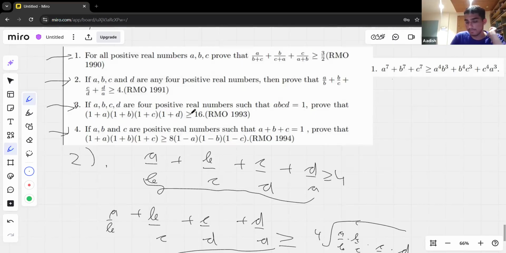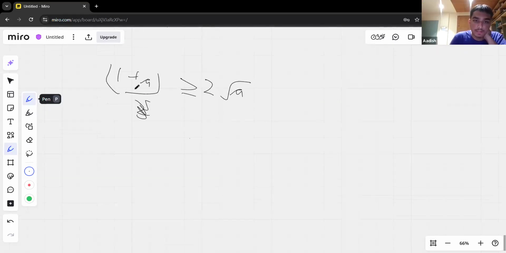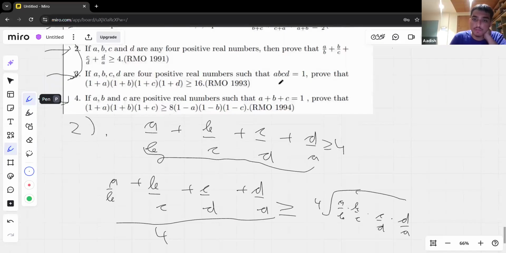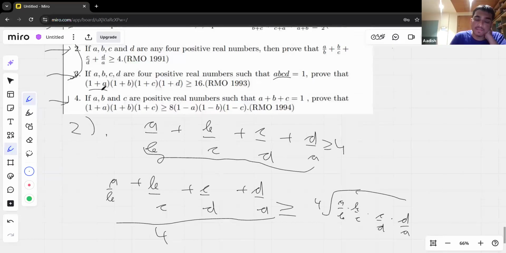Is everyone clear with 3 also? Can you repeat P3? For P3, you want to somehow introduce the product, right? You want ABCD. So you have 1 plus A. If there was only a term with A in here, it would be nice. You want to get rid of the 1. So once again, you want the product of 1 and A, not the sum of 1 and A.